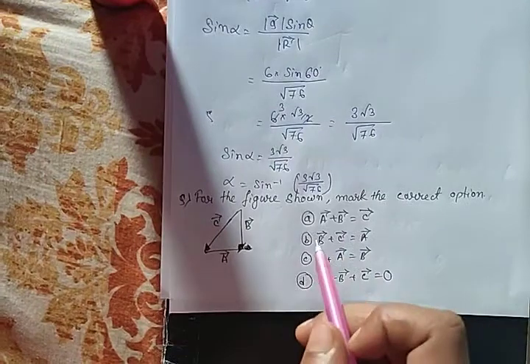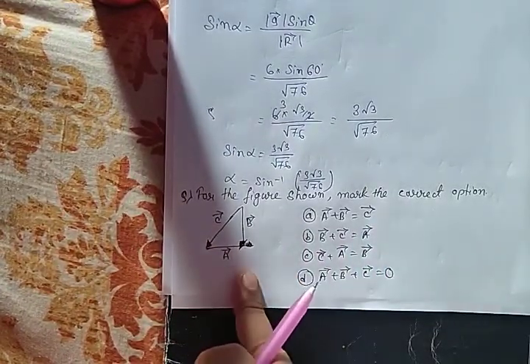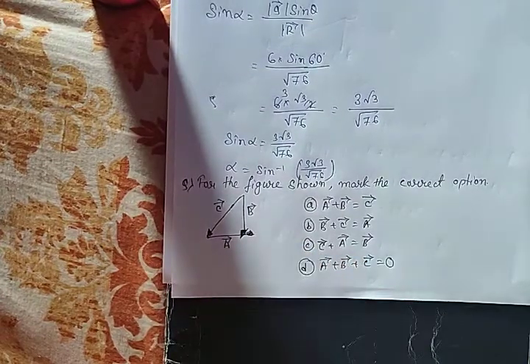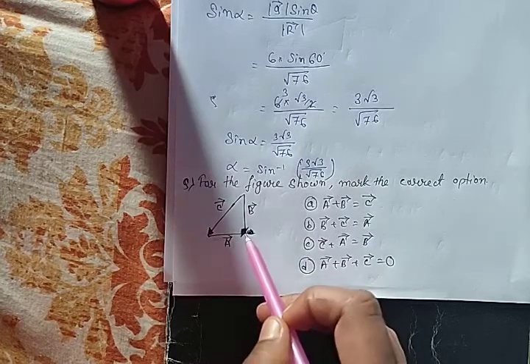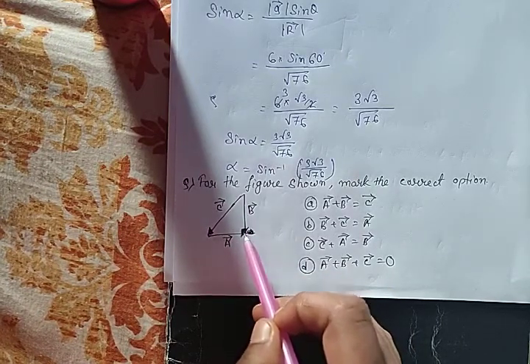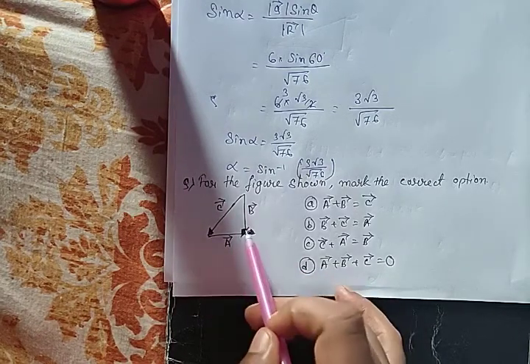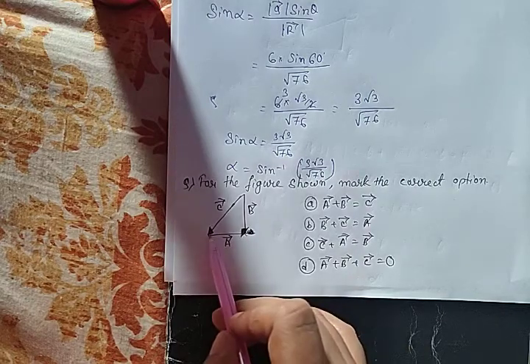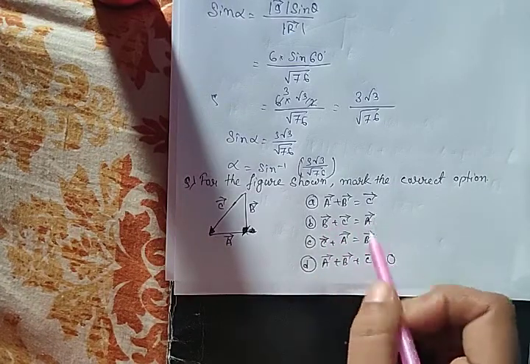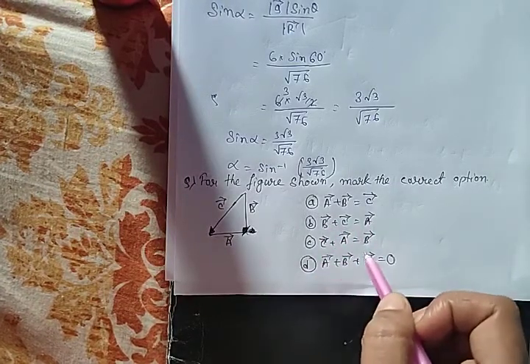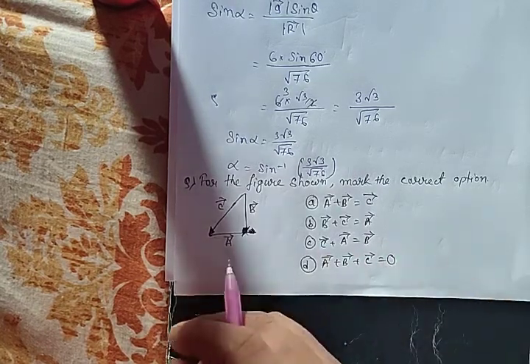And now a small question from your previous class, from your triangle law. Three vectors are given. Vector A and vector B are joined head to head, and the three vectors are joined in this way. This is the head of vector A, this is the head of vector B, and this is the head of vector C. Four options are given: A plus B is equal to C, or B plus C is equal to A, or C plus A is equal to B, or A plus B plus C is equal to 0. You have to find the correct option.